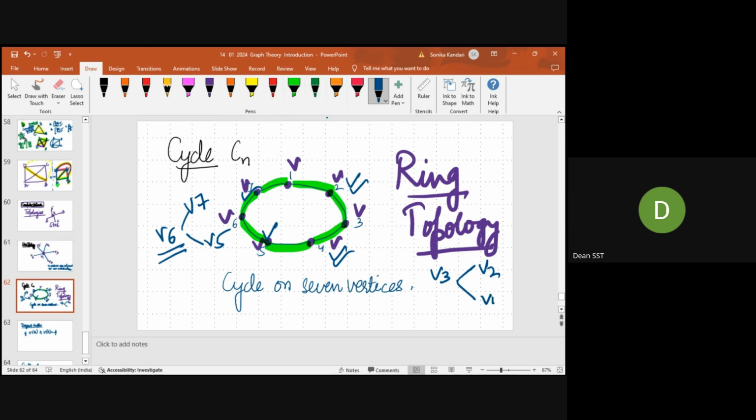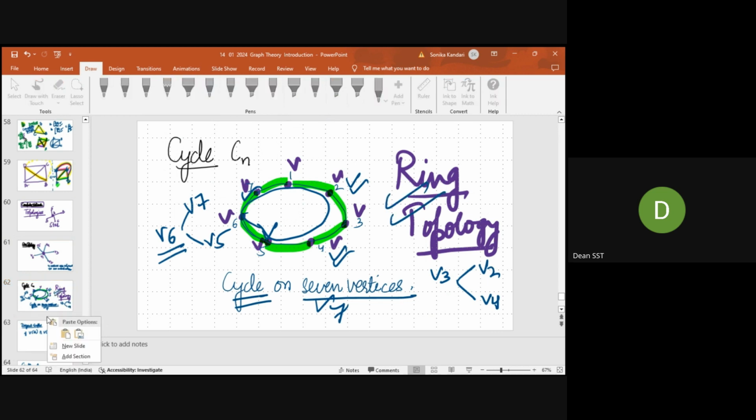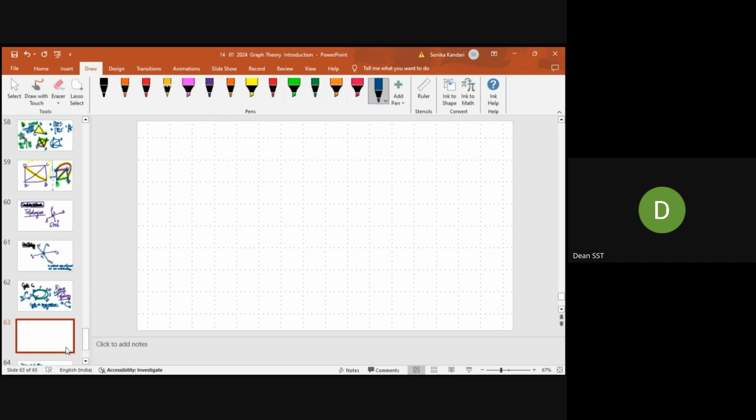So here we have a cycle on 7 vertices. In total we have 7 vertices and a complete cycle. That is what we call ring topology. So the ring topology is also representing a graph.